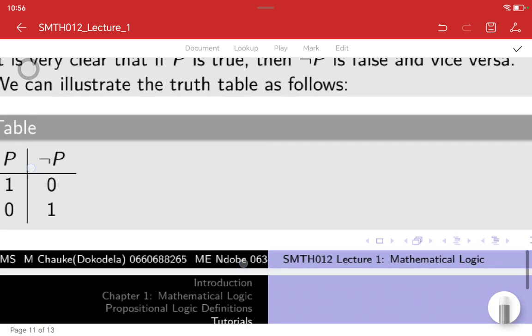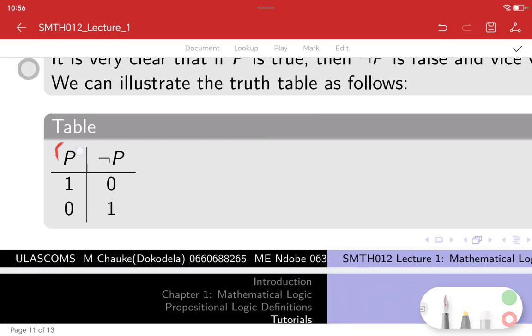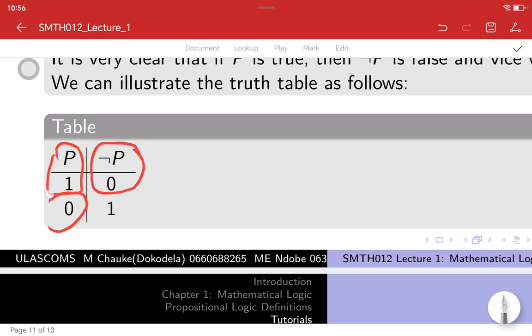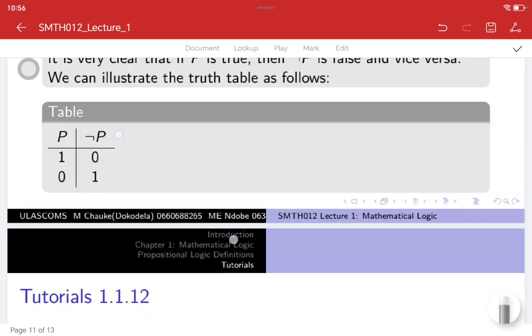So let's look at the table. It's always the opposite when you're negating. If this is true, its negation will be false. If this is false, its negation will be true. So negation is one of the simplest amongst all of these, but I believe that they're all simple.